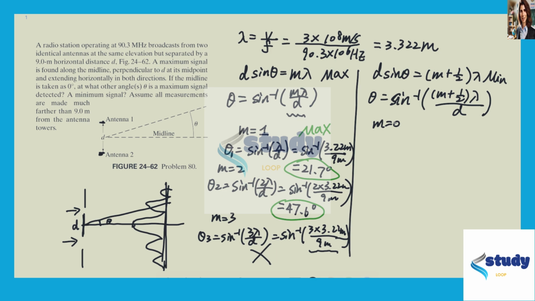But for the minimum, when m equals 0, we have theta 0 equals arc sine of 1/2 lambda over d, which is 3.22 meter over 2 times 9 meter. And it gives us 10.6 degree. That is the 0th order minimum. And let's go find m equals 1.